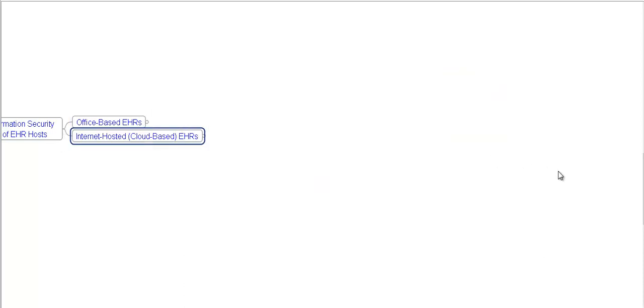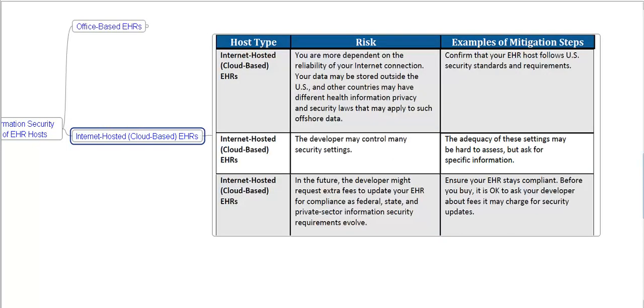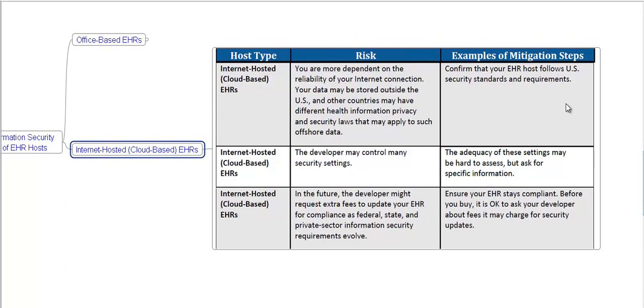Internet-hosted EHR, cloud-based EHR. What are the risks and mitigation steps in a cloud-based EHR? You are more dependent on the reliability of your internet connection. Your data may be stored outside the US, and other countries may have different health information privacy and security laws that may apply to such offshore data. Mitigation steps: confirm that the EHR host follows US security standard requirements.